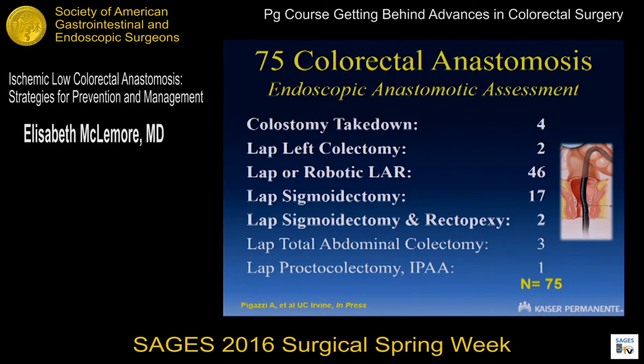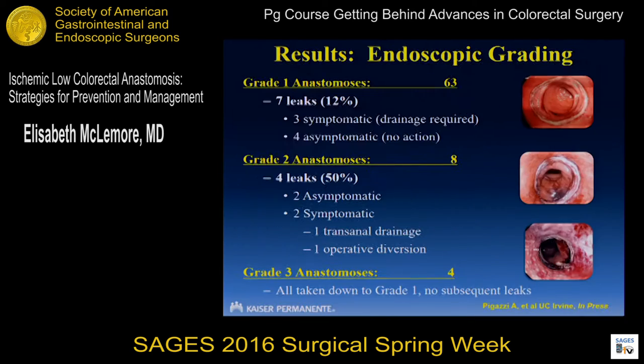So when they looked at the first 75 cases when they started doing this endoscopic evaluation and tracking of consecutive cases, you can see the variety of cases here. For that perfect dream home run anastomosis endoscopically, there still were 7 leaks, 12%. The grade 2, all that probably is going to be okay. Guess what?